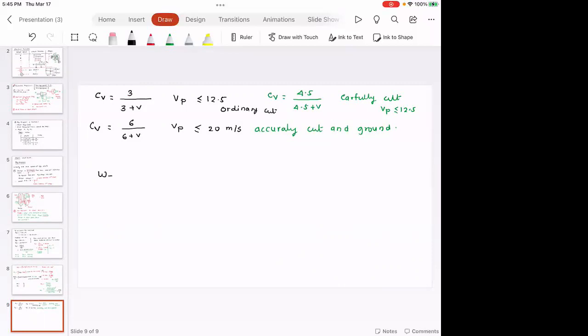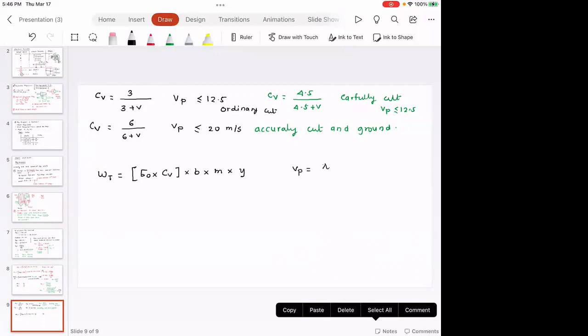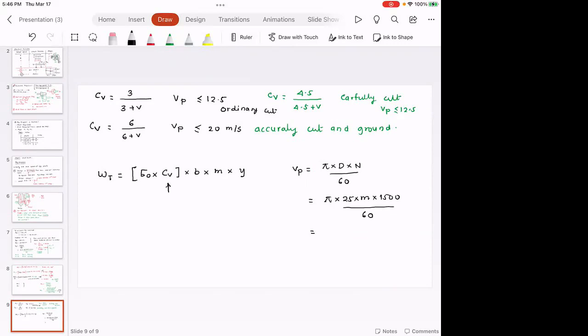So the question is, in this equation, WT is equal to sigma naught CV times B times M times Y. Out of these three, which one should I choose? And VP is equal to pi times B multiplied by N by 60. And that is pi times 25 times module times 1500 divided by 60. So in other words, your VP equation would contain module, which means your CV equation would contain module, which means you are going to have module floating around here, and here, and here. This equation you will have to solve using trial and error.